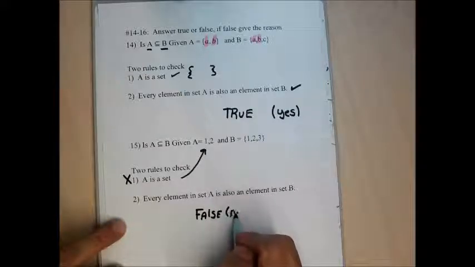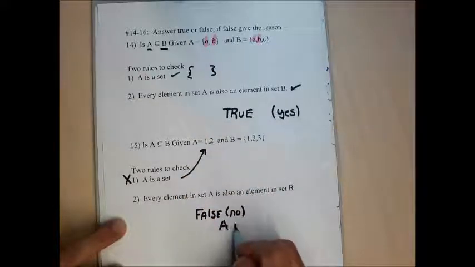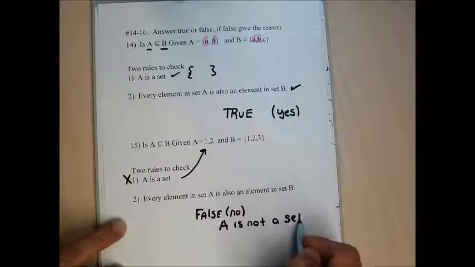I'm going to write false because it violates the first rule. And you could write no instead of false. And the reason I'm going to say is A is not a set.